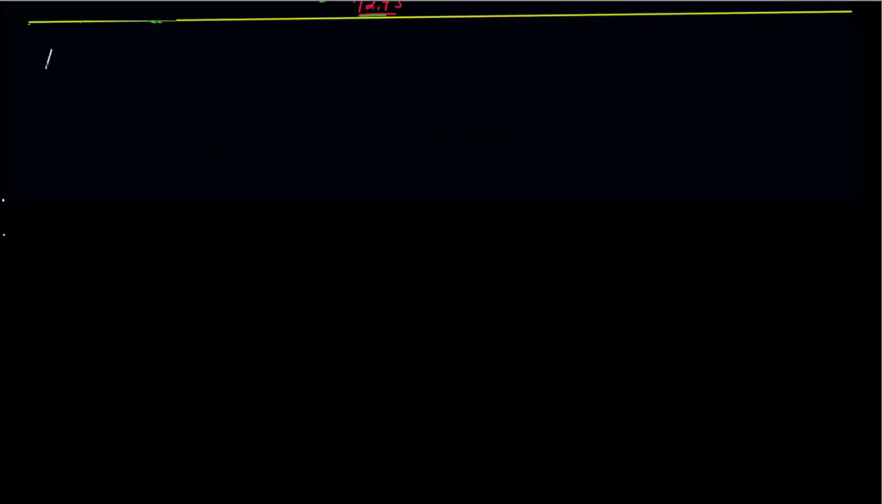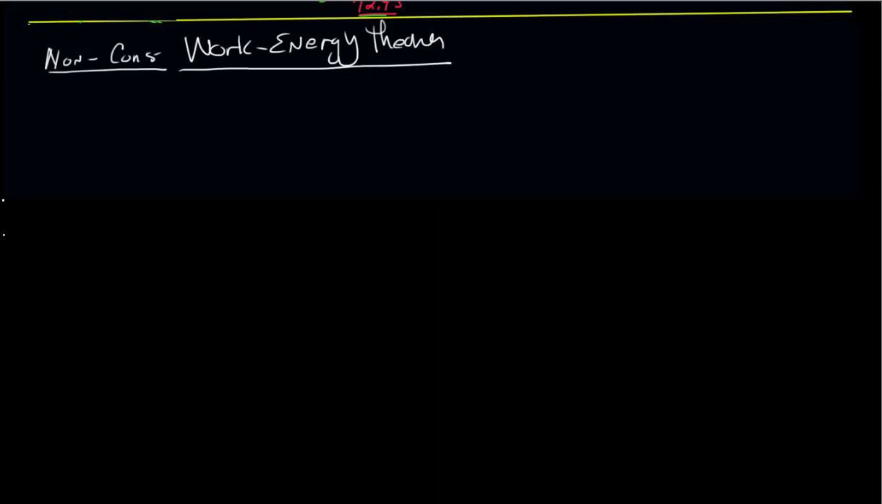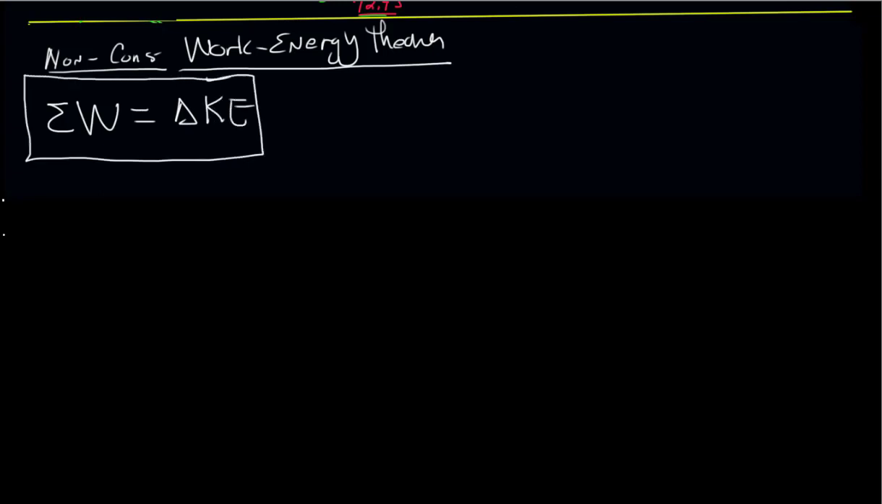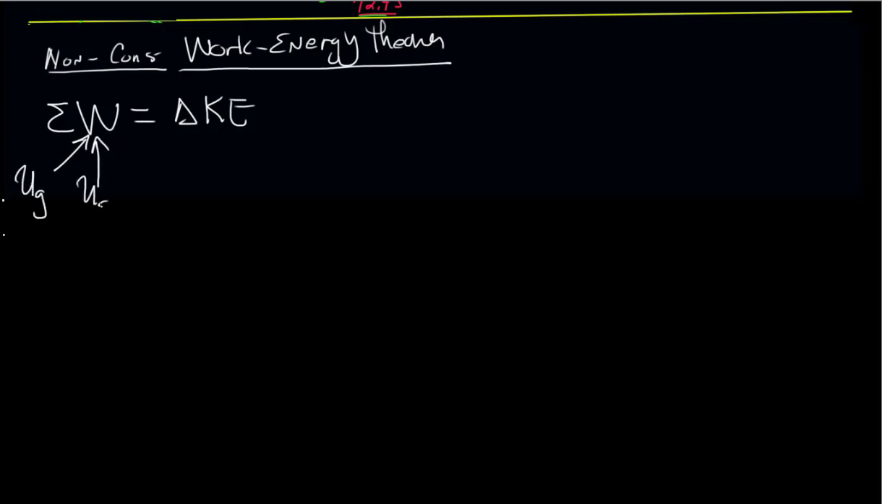For a non-conservative event, we would use the work energy theorem. Which in its strictest form is written as the sum of any work done on the system will equal a change in kinetic energy. That's the official form of the work energy theorem. And when it's written this way, the work includes the work done by gravity, the work done by the spring, and any work done by forces, F dot dr, right, our definition of work.